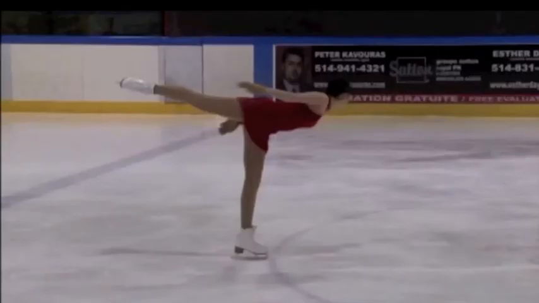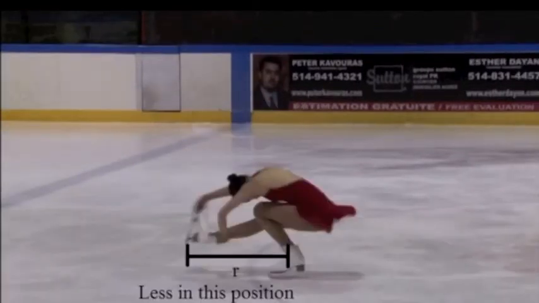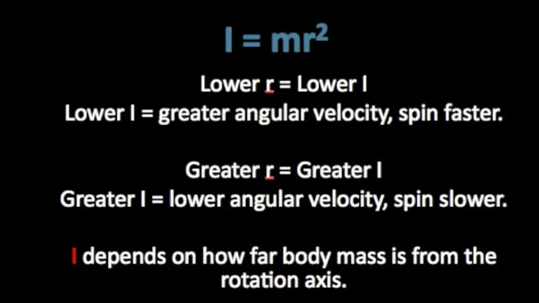R is greater, which means her moment of inertia is greater and her angular velocity is less. R is smaller, which means her moment of inertia is smaller and her angular velocity is larger. This follows with the moment of inertia equation. So by decreasing R, you are ultimately spinning faster, and by increasing R, you are ultimately spinning slower.